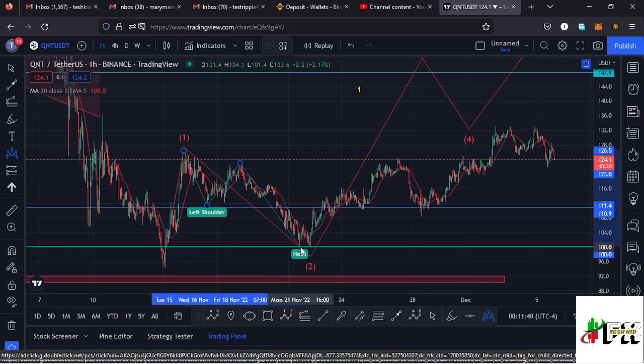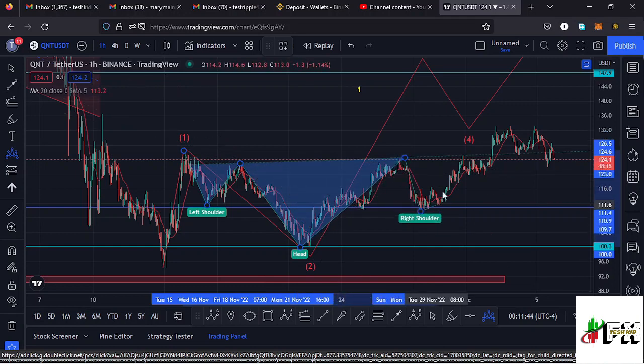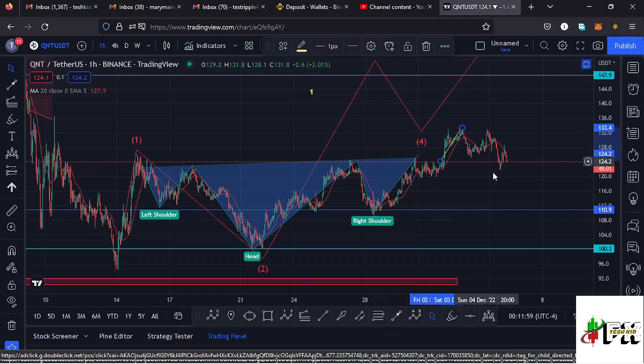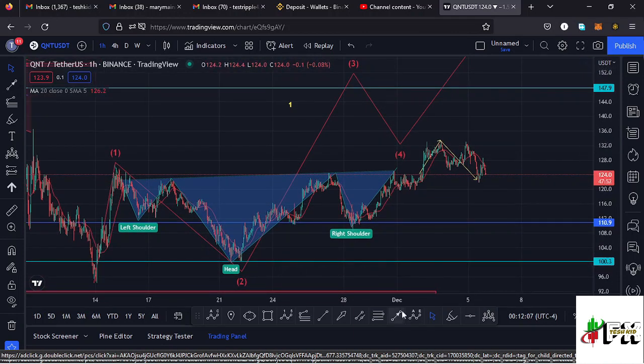Then we have seen the formation of the head down there, then the neckline, then the right shoulder on this other side, and we have seen a bit of a breakout to the upper side out of this chart pattern. But from the movements that we are seeing over here, this seems to be much more of a retest of the neckline of this inverse head and shoulders pattern in this movement right here. After seeing the retest, what I'm expecting next is a bounce to the upper side.